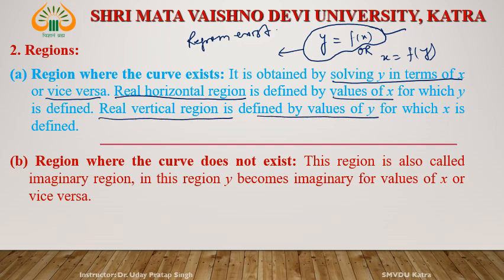defined by the values of y for which x is defined, means x exists, for which value of y this x exists. Okay, this x is not imaginary.